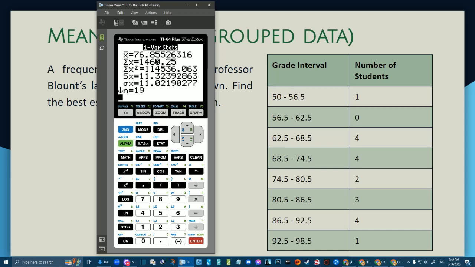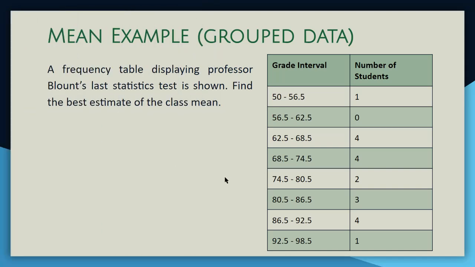76.86. I want to round out to that hundredths place, that second decimal, because the information in the table goes out to the first decimal. So 76.86. Words are hard.